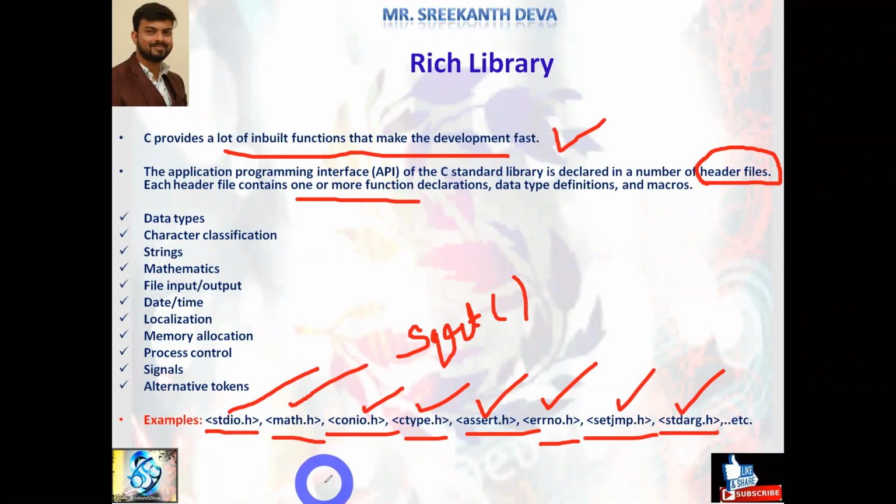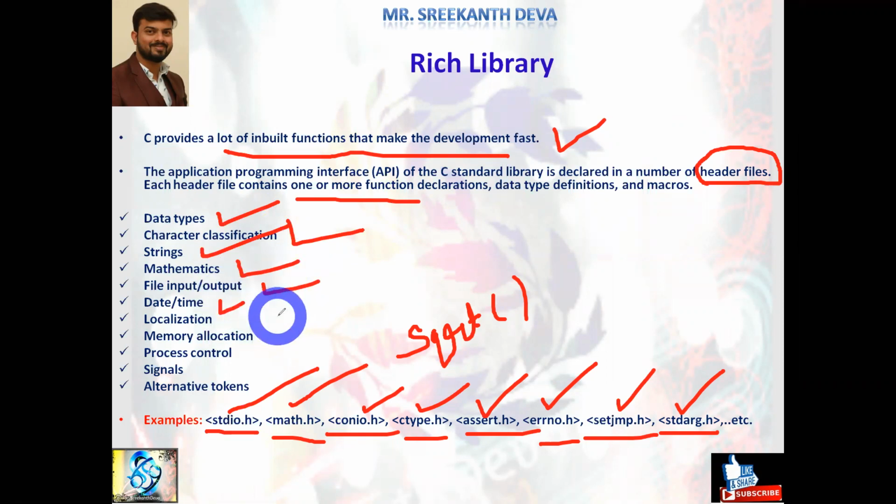See, in future we can also create user-defined header files. We'll discuss that in a later session. Don't worry about that. So it enables several data types, character classifications, string related operations, mathematical operations, file operations, like we can create the file, we can save the data into the file dynamically, date and time operations, localization, memory allocations, process control, signals, alternative tokens.